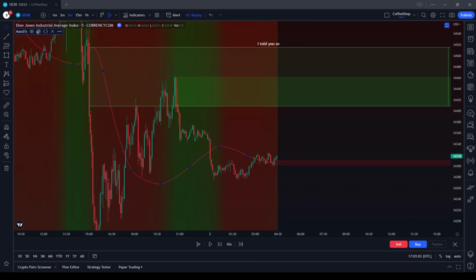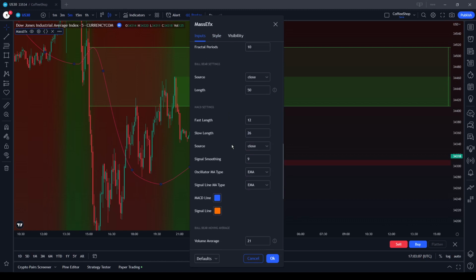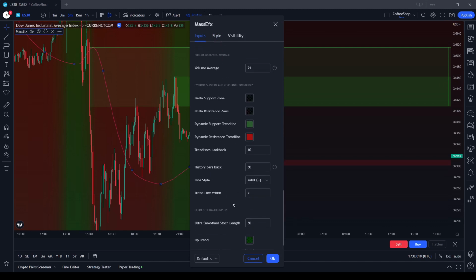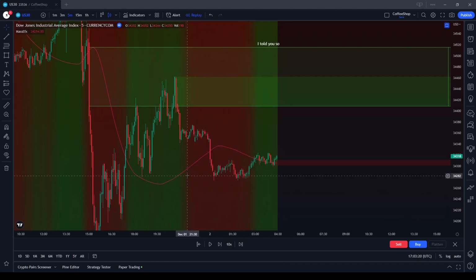And I think I have it set wrong right now for a 5-minute chart. I'm on a 5-minute chart. Oh yeah, that's just wrong. There you go. Now it's set correctly for a 5-minute chart.